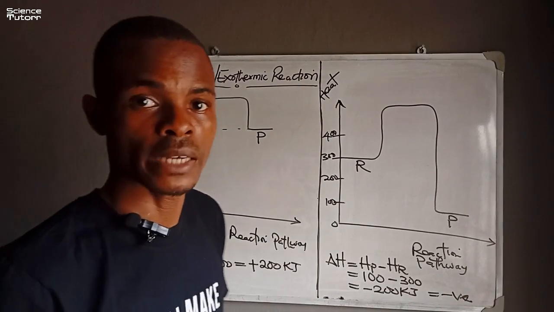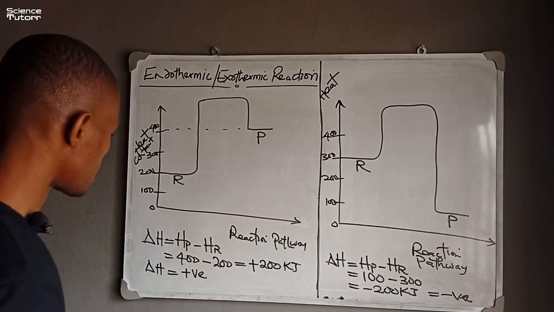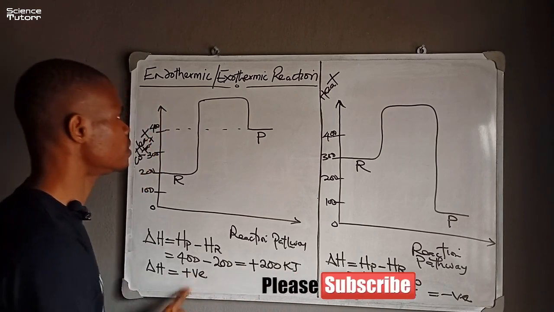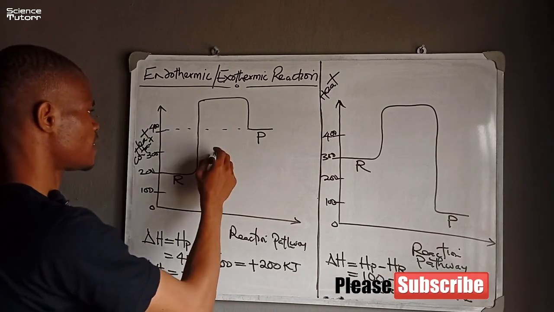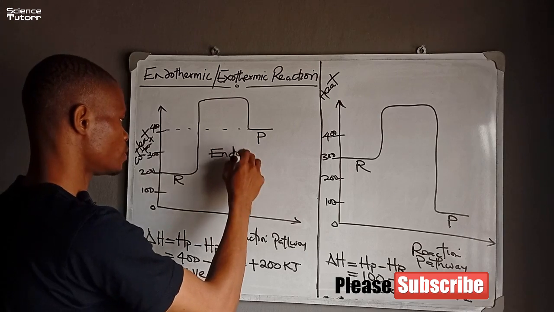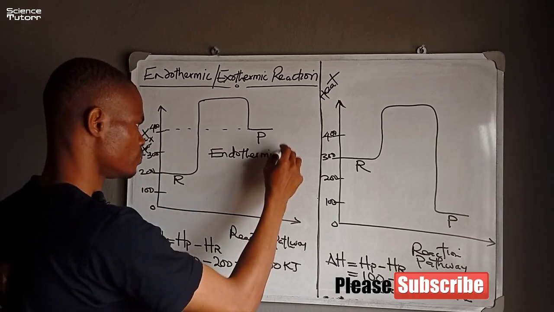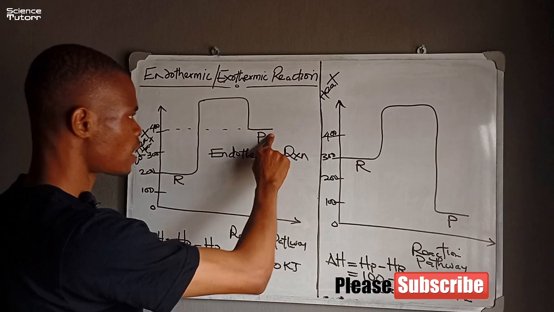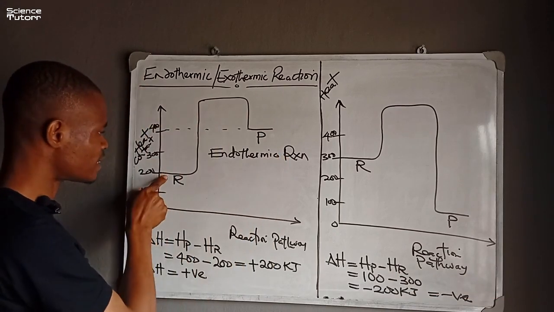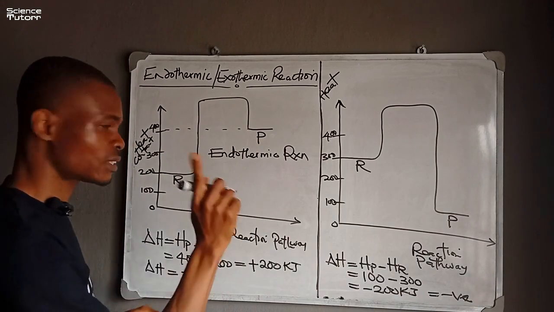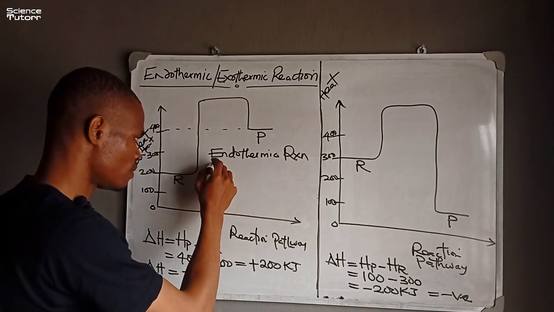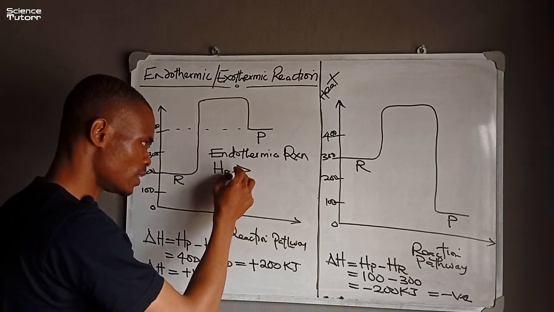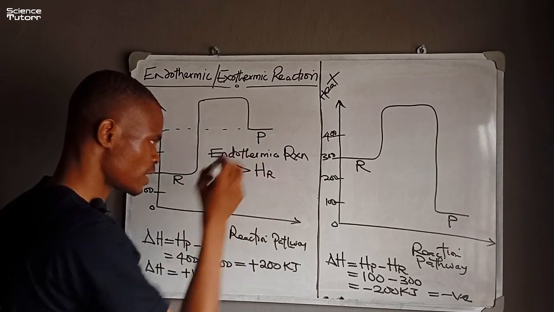What comes to our mind is this. For this reaction pathway, we had the enthalpy change to be positive. So having a positive value simply means that this is an endothermic reaction. An endothermic reaction simply means that the enthalpy of the product is always greater than the enthalpy of the reactant. That is another way to define an endothermic reaction. For an endothermic reaction, the enthalpy of the product is greater than the enthalpy of the reactant.